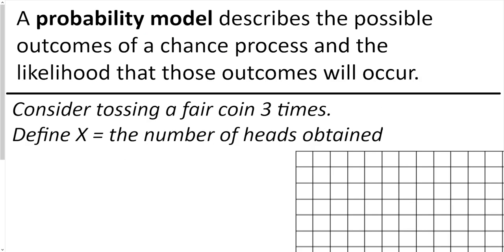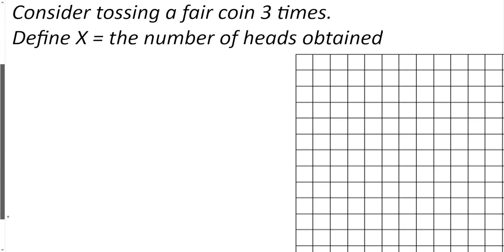So a little bit of a review. A probability model is something we've worked with before. There's different types of models, but a probability model describes the possible outcomes of a chance process and the likelihood that those outcomes will occur. So let's just take an example here. Consider tossing a fair coin 3 times. We're going to say X is the number of heads obtained. So we don't know how often we would get heads when we do this situation.